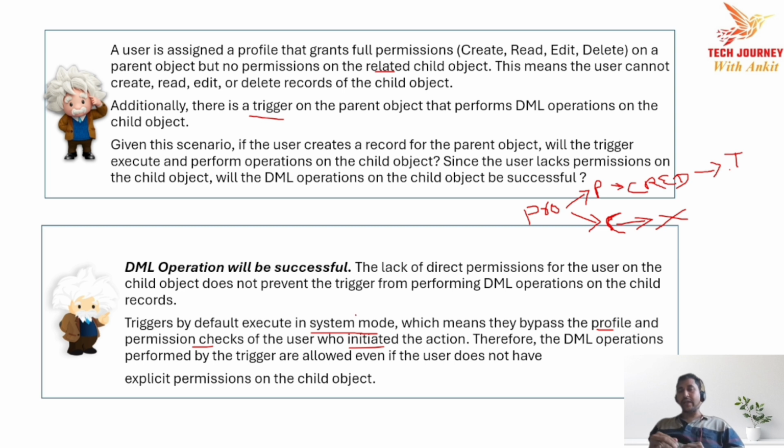What is system mode? I have already explained it in great detail in my Apex interview preparation series, so do check that out in case you are hearing it for the first time. As it is running in system mode, it will automatically bypass all the profile and permission checks. As all these checks are bypassed, your DML operations here will be successful, although the user does not have any CRUD permissions. I hope this makes sense to you.